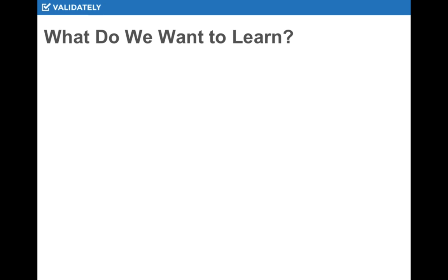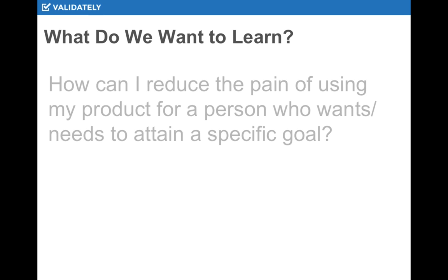The most important thing that we can do to ensure that we're doing good user research is to define up front what it is that we want to learn. When we're usability testing, this is what we want to learn. How can I reduce the pain of using my product for a person who wants or needs to attain a specific goal? That's the ultimate point of usability testing. Now let's unpack that a little.